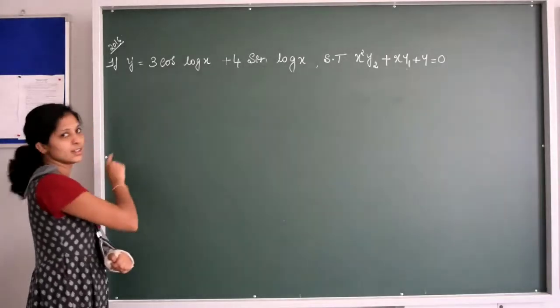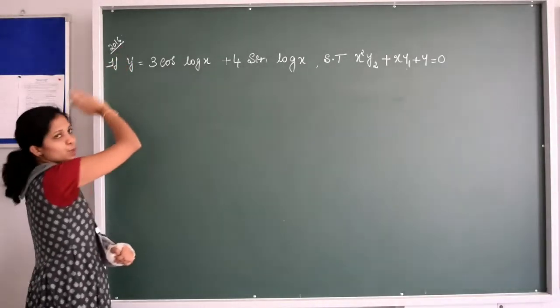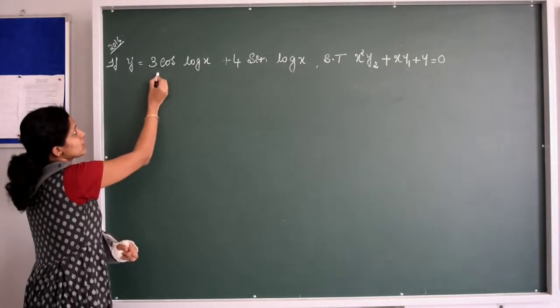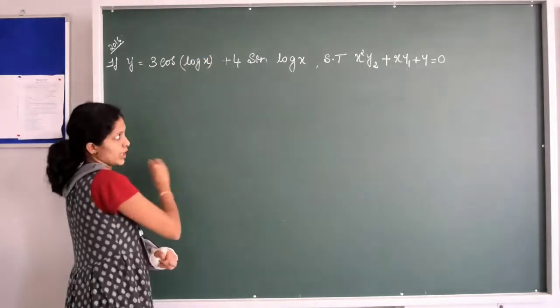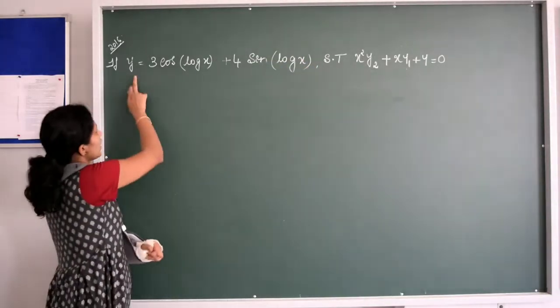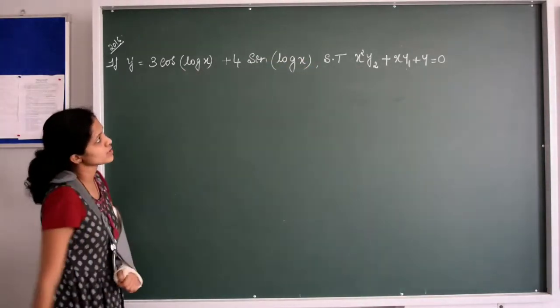See the next question here. This question was asked in the year 2016 for 5 marks. Okay. It is given that y is equal to 3 cos of log x plus 4 sin of log x. Okay. It is given that y is equal to 3 cos of log x plus 4 sin log x.